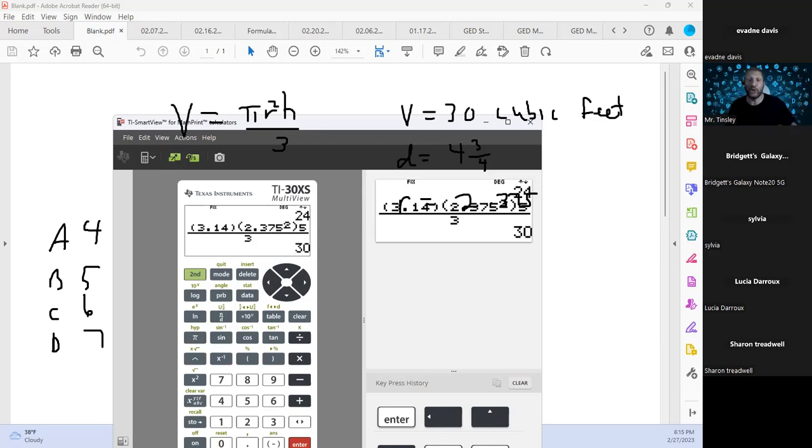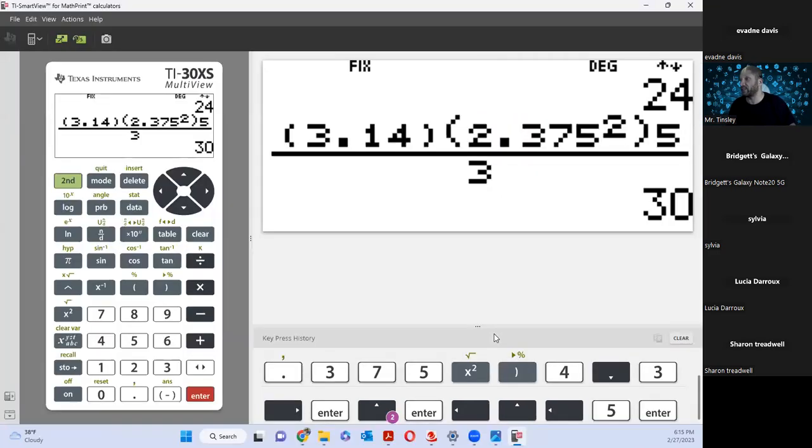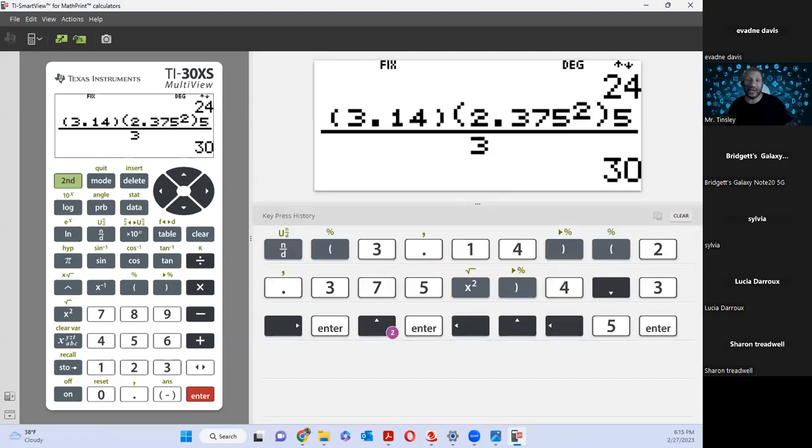No algebra. Not a little bit of algebra. None. Let me maximize this so you can see it, and then I'm going to show you what they want you to do. I'm trying to get you the easiest way so you can pass this exam.